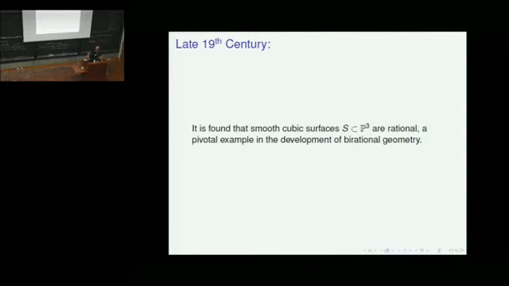In the later half of the 19th century, when people began to look at surfaces as well, one of the first things that was discovered, I'm not even sure by whom, was that cubic surfaces are rational. Again, very much in contrast to the case of curves, cubic surfaces are rational, and they're realized as the plane blown up at 6 points, or P1 cross P1 blown up at 5 points. In general, this was the first really meaty example of birational geometry that people encountered.